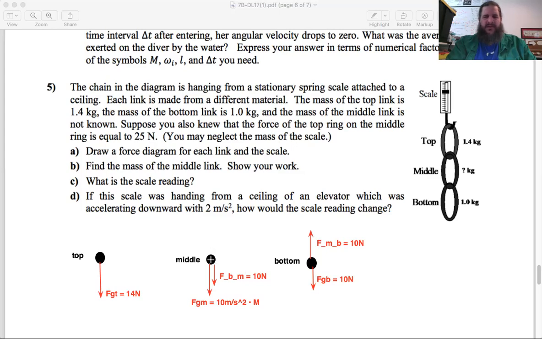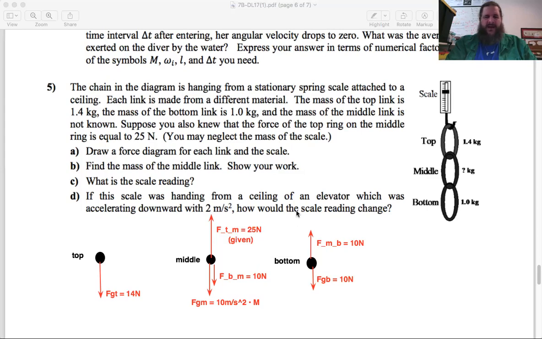Yeah, the top link is holding it up. So we've got an upward force of the top link on the middle link. So we'll call that force from the top on the middle. And in this case, that's not unknown. That actually is provided. It tells us we know that the force of the top ring on the middle ring is 25 newtons. So that's actually given information. And it looks like those are all the forces acting on the middle link.